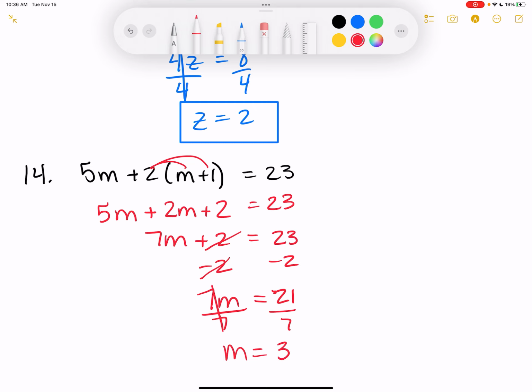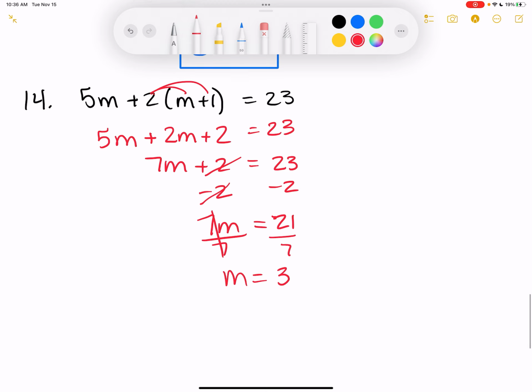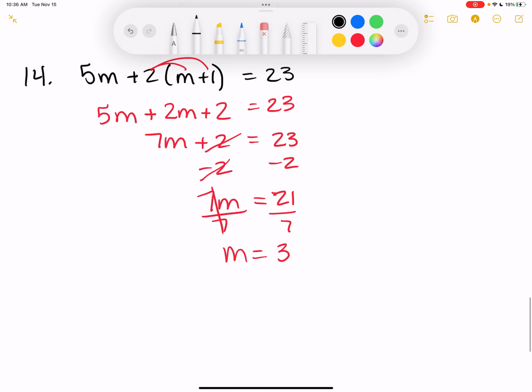All right, the next one I want you to try on your own and then we'll go over it. It's number 16. It's 27 equals 3c minus 3 times 6 minus 2c. So make sure you notice that the part that's being distributed is negative. So it's negative 3 that's getting multiplied by both pieces. So just make sure you pay attention to that sign that's on there.